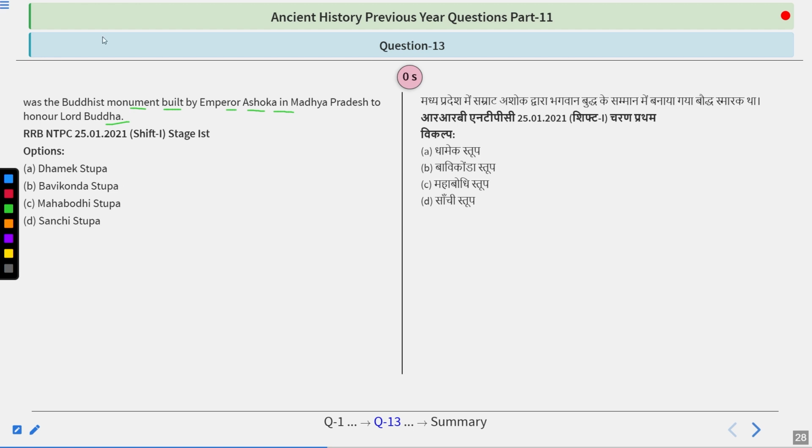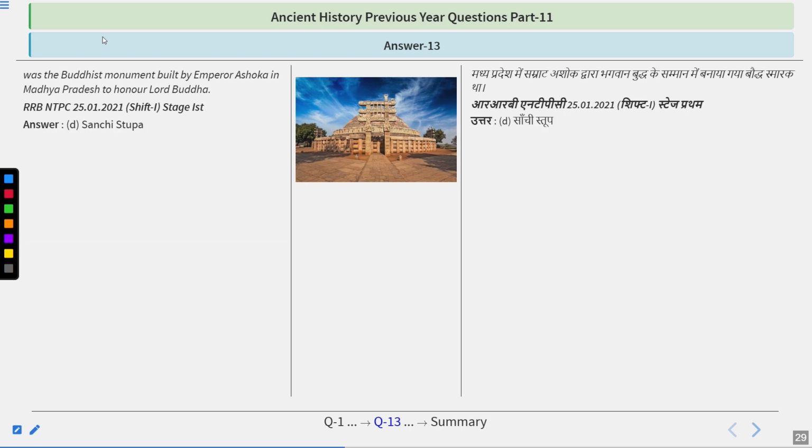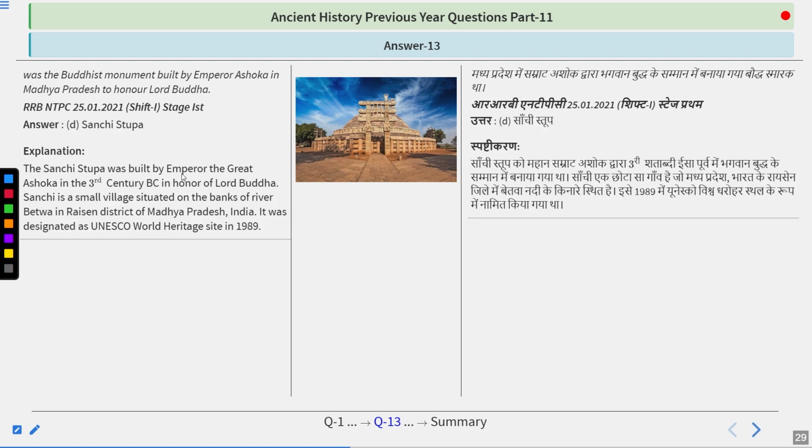I hope you got the right answer. The answer is Sanchi Stupa. Sanchi Stupa was built by Emperor the Great Ashok in the 3rd century BC in honor of Lord Buddha. Sanchi is a small village situated on the banks of the river Betwa in Raisen district of Madhya Pradesh. It was designated as a UNESCO World Heritage Site in 1989. So do remember Sanchi Stupa is related to Emperor Ashok in Madhya Pradesh to honor Lord Buddha.